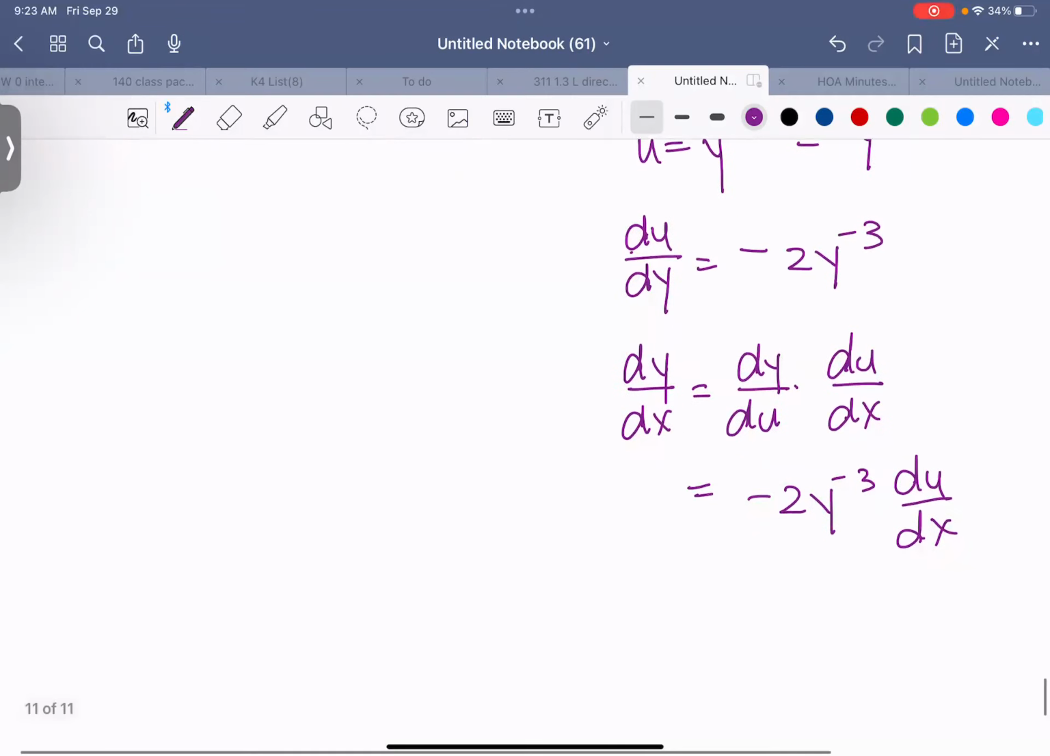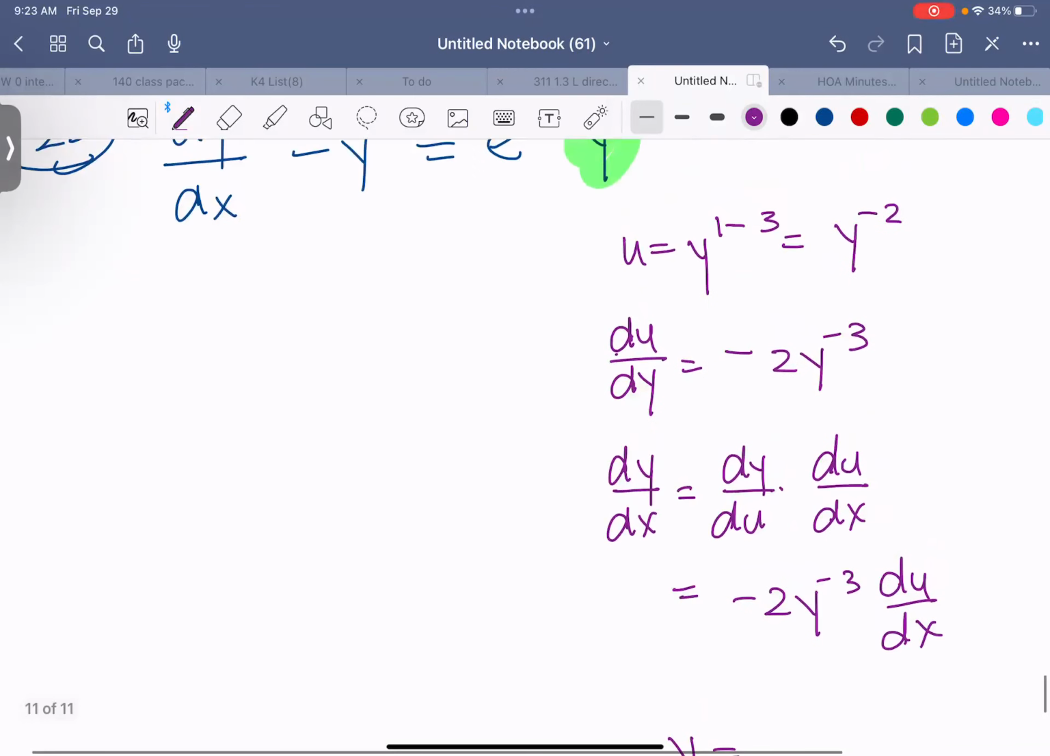Also be a little bit careful here, because if I'm going to solve for y up here, u is equal to y to the negative 2. So to get rid of that exponent, I've got to raise both sides to what power? Negative what? If I want to go from a y to the negative 2 to just a plain old y, I want to make that exponent 1. What do I multiply negative 2 by to make it 1?